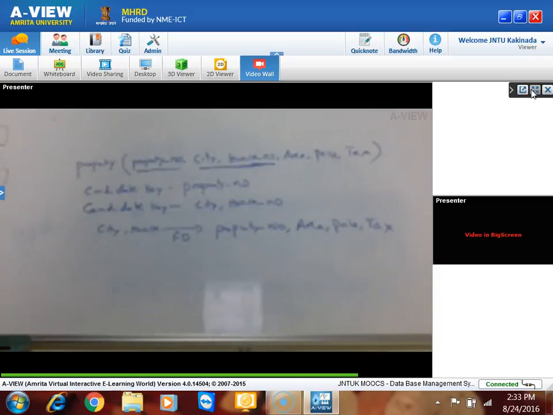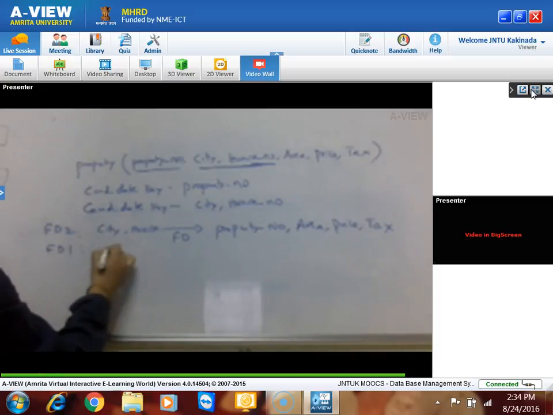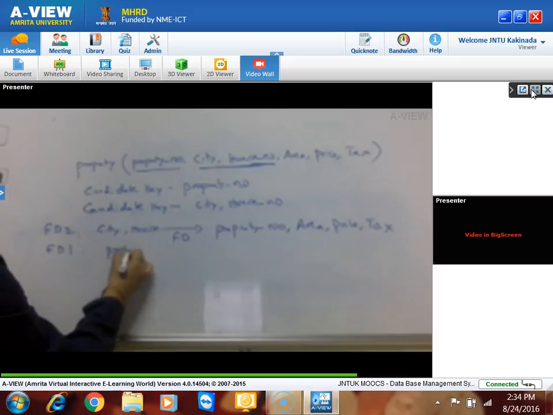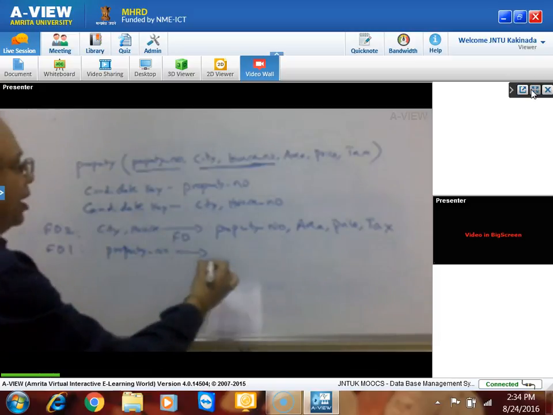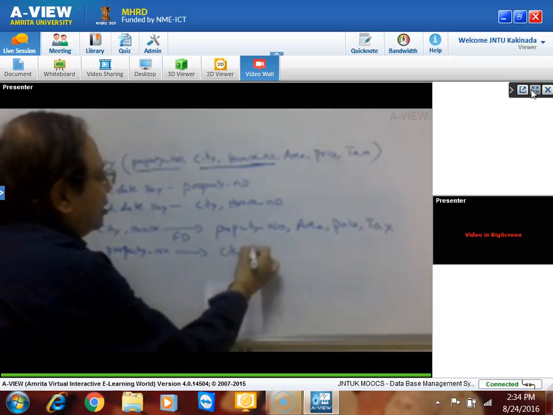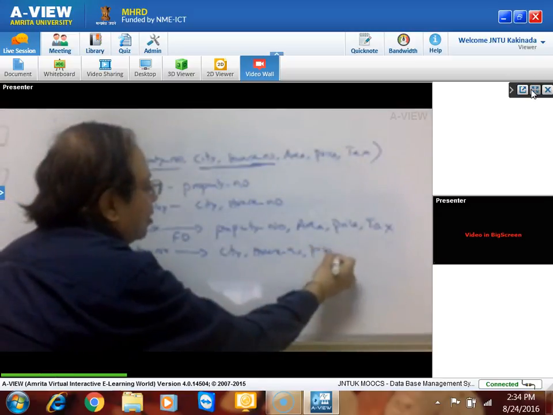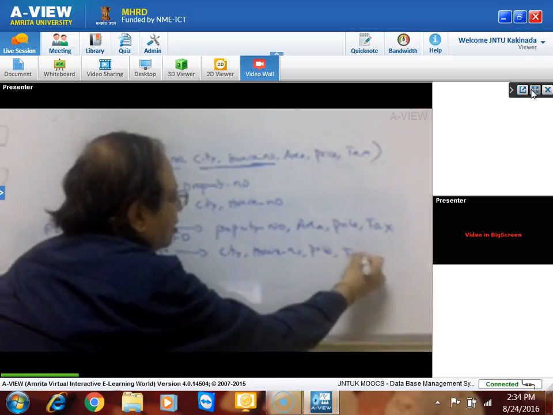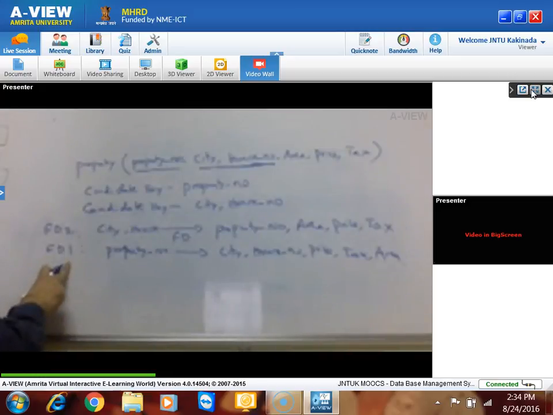So now we have identified previously, let us say, all this as FD2. We have identified FD1 already. FD1 is property number uniquely identifies city, house number, area, price, tax. This is FD1, functional dependency 1. This is functional dependency 2.